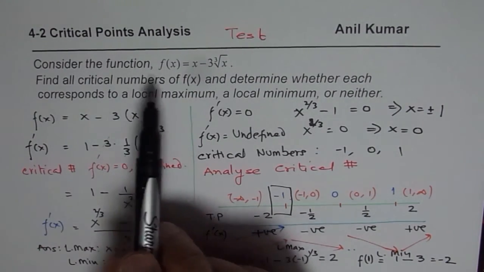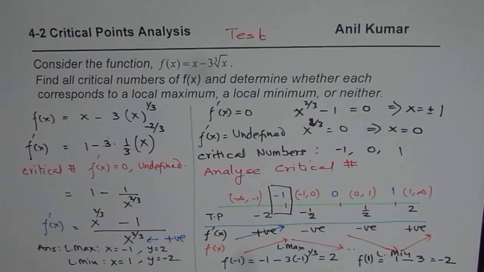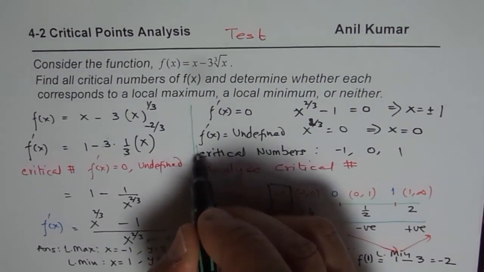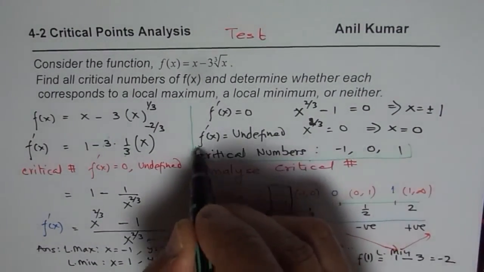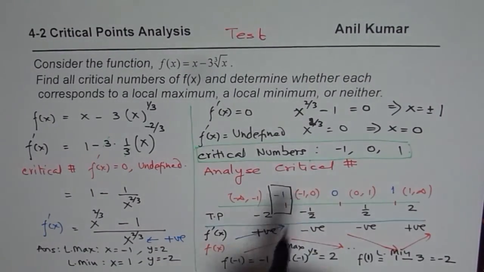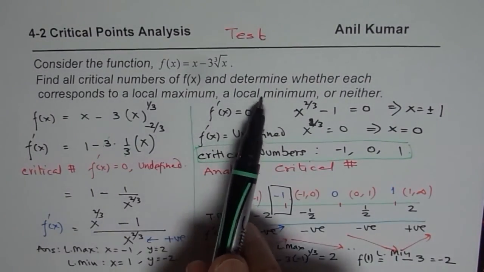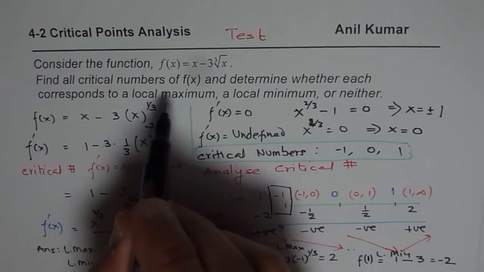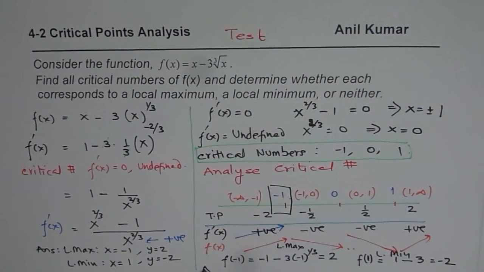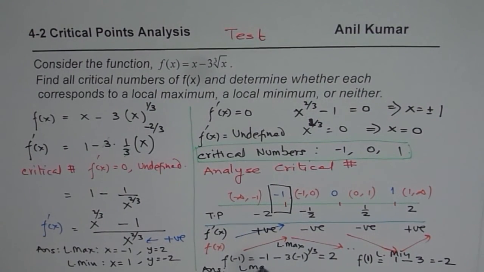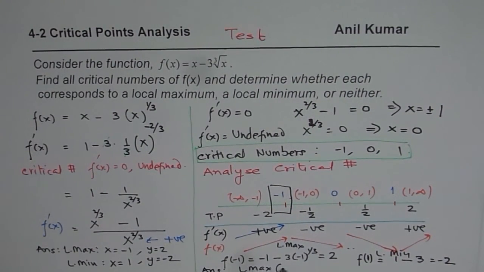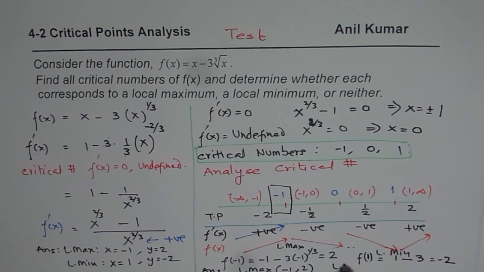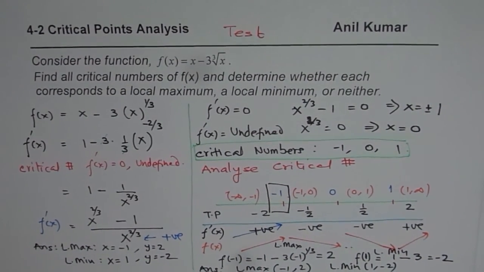So what we found here is that we have 3 critical numbers: minus 1, 0, and 1. And then the local maximum and local minimum are at these points. We can write our answer here as: the local maximum is at minus 1, 2, and the local minimum is at 1, minus 2, correct? So that is the answer for us.